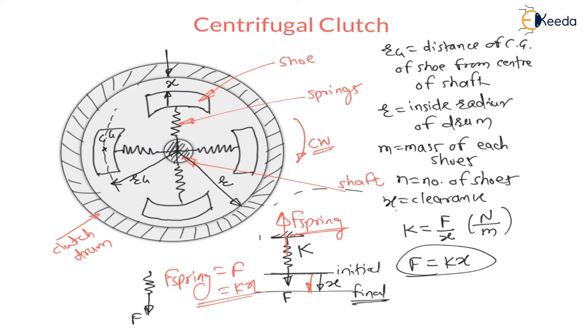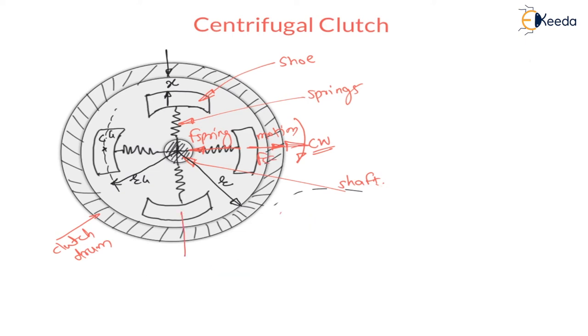Now let us say if this shoe moves in outside direction, let us say this is the motion of this shoe, then spring force will be towards center, and whenever it is rotating, the centrifugal force FC will be away from the center. Now the centrifugal force FC is nothing but m r omega square. Here we have to consider the radius, which will be away from the center, and the spring force will be towards center. This is the spring force towards center, right?